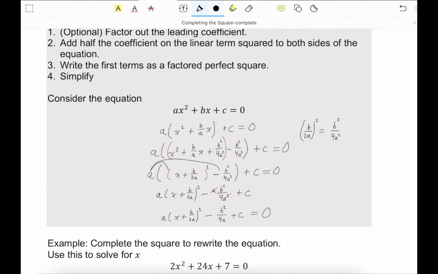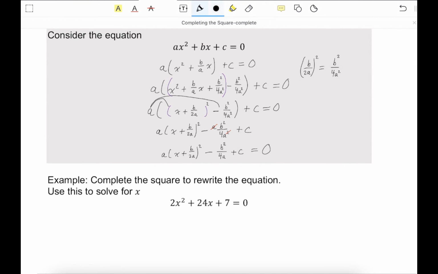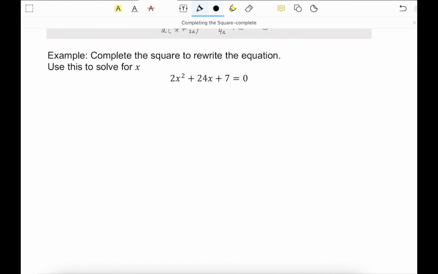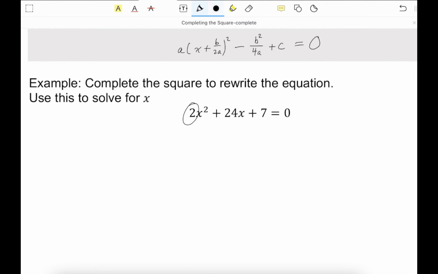But let's do an example with actual numbers instead of working with the letters, just to see how we can do this. So looking at the coefficient here, this is a 2. I'll factor out a 2. This is x squared plus 12x. And I'll keep plus 7 over here. That equals 0.